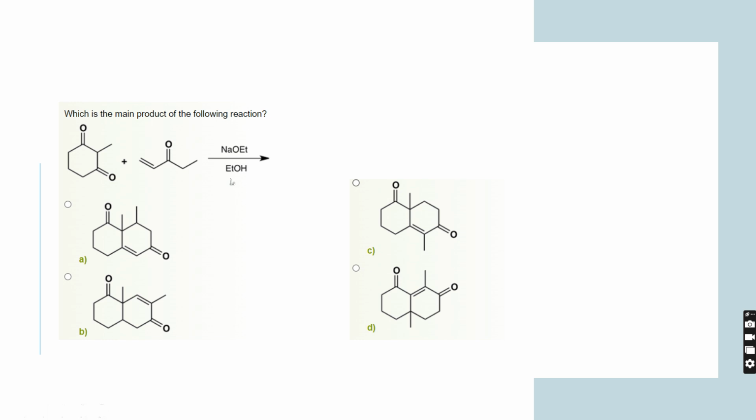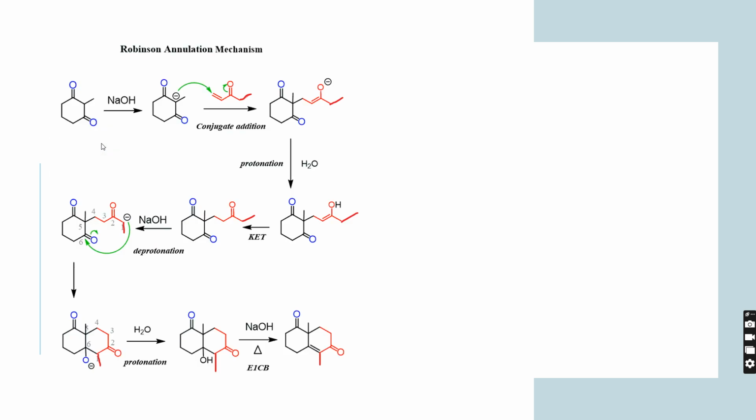What did we do in the first step? We abstracted the acidic proton from the first substrate. This reaction is actually following the Robinson annulation mechanism. Let us look at how this reaction proceeds. First of all, in the question you are given sodium ethoxide. Just imagine it as a base. So the base will abstract the most acidic proton from the substrate.